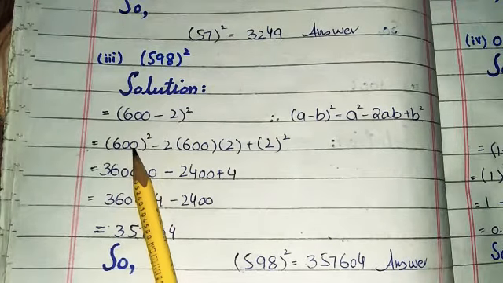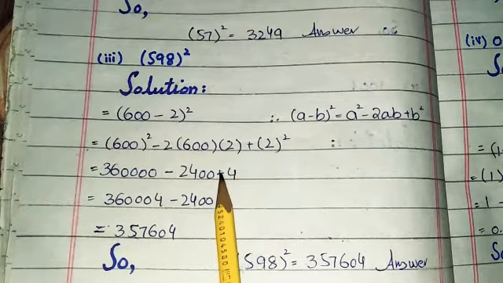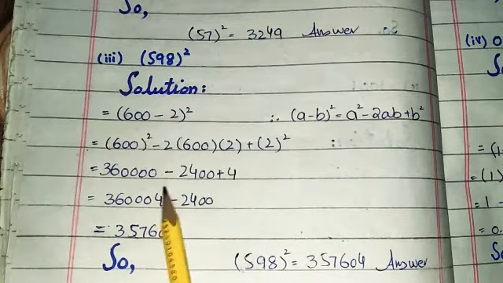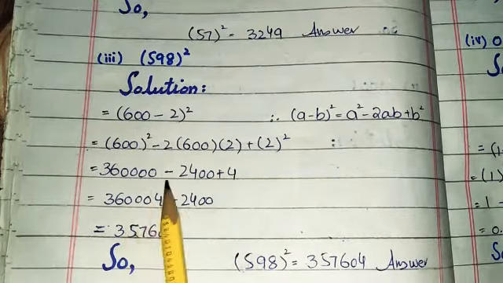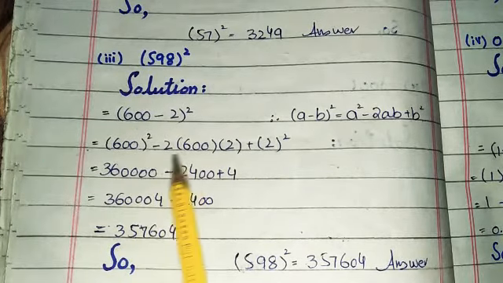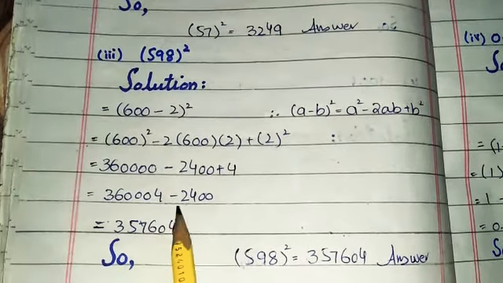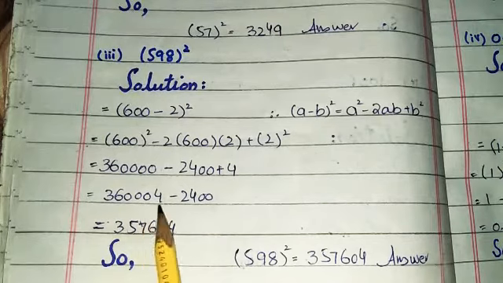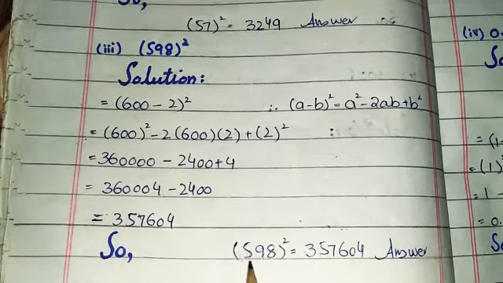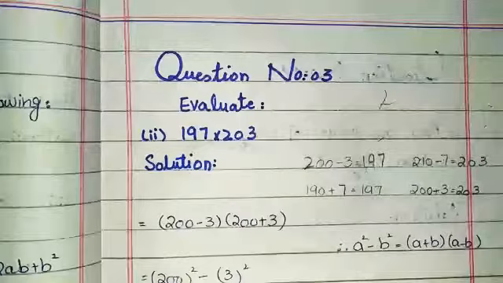When we take the square of 600 we get 360,000. Square of 2 is 4. 600 into 2 we got 1200. 1200 into 2 we got 2400 with a negative sign. Firstly we will combine the positive numbers, 360,000 and 4. When we add these two numbers we get 360,004, then minus 2400 we will write as it is. When we subtract 2400 from 360,004 we get 357,604. So by taking the square of 598 we got 357,604, which is our answer.